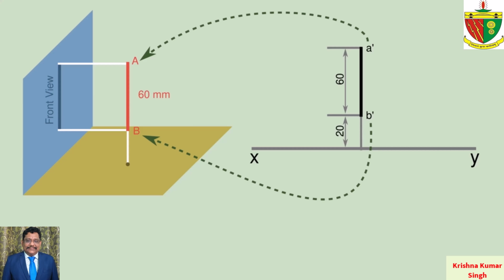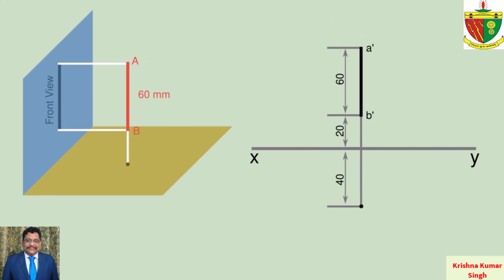Next, draw the top view of the AB line below the reference line with 40 mm distance from the XY line. It is just a dot and name it as ab as the two ends coincide. For this orientation also, the side view is not mandatory.